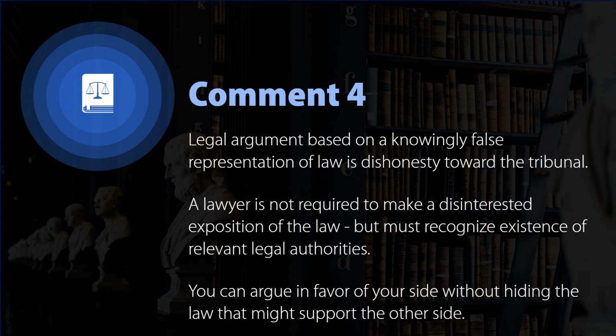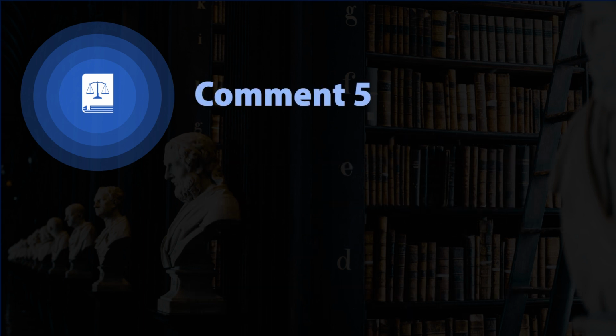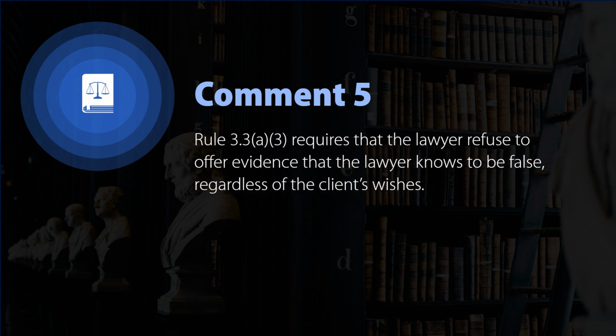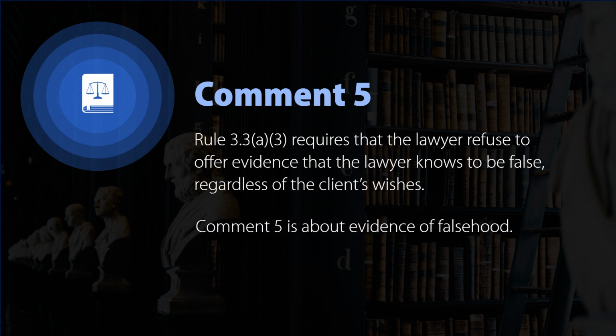Now, comment 5 is about refusing to offer false evidence, and it means basically a point of tension between you and your client. Rule 3.3(a)(3) requires the lawyer to refuse to offer evidence that the lawyer knows to be false, regardless of the client's wishes. And comment 5, moving on, is about evidence of falsehood.